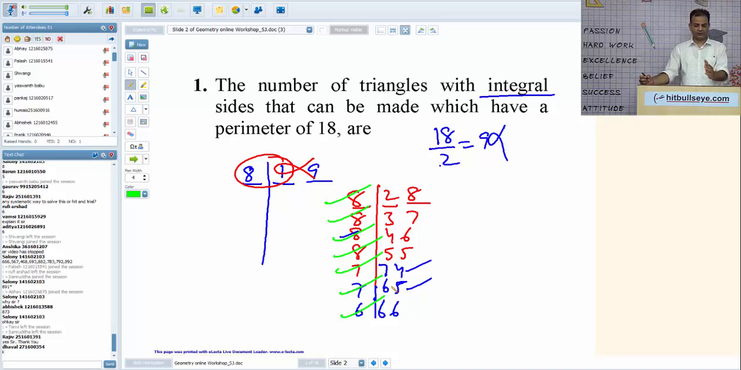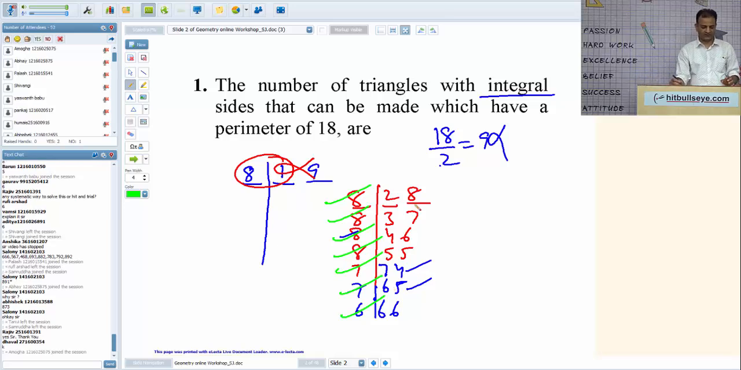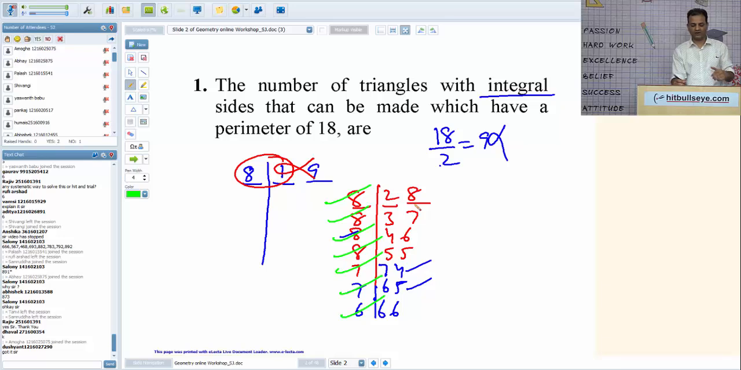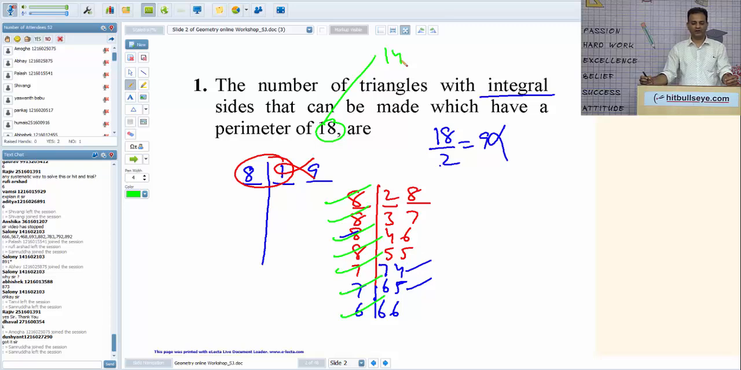Clear, Rajiv? We have to fix one side and the sum of the other two sides should be greater than the third side. Now the answer is 7, and I think only 1 or 2 students have given the answer 7. Now in CAT 2000, the question had 14 instead of 18. Can you please tell me how many triangles will be there if the perimeter is 14?